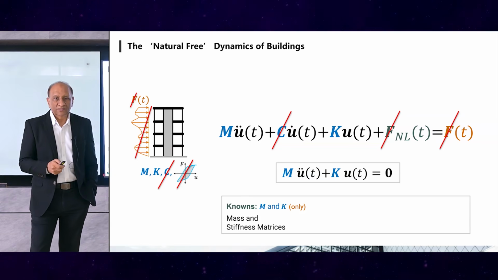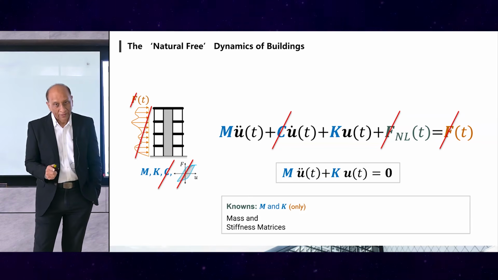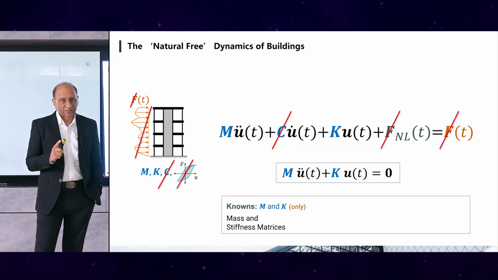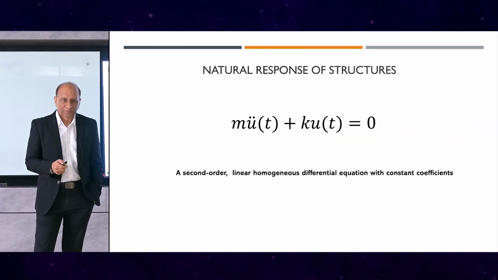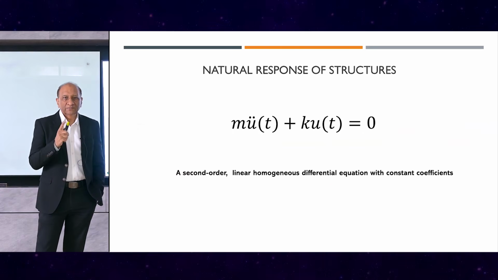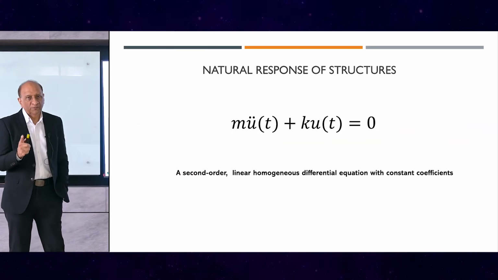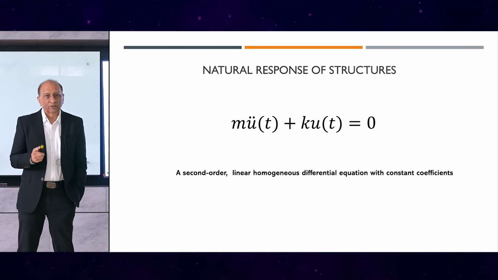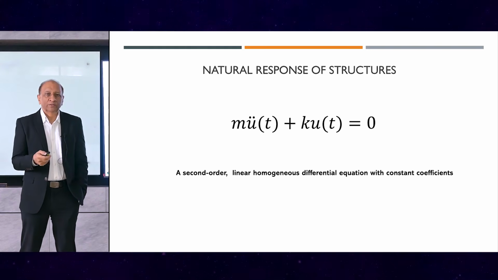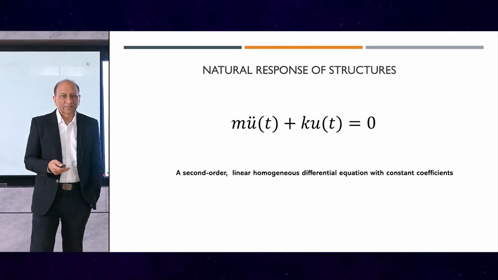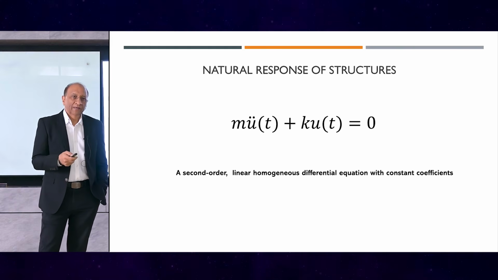So here the knowns are mass and stiffness only, nothing else, which is very, very important for today. And then the unknowns are force. From there we will derive those parameters that at this point we don't know. So the natural response of the structure is of this form. This is a second order linear homogeneous differential equation. And there is a lot of math behind solving it, and I do not plan to go into that. You can look at other references. I will just summarize briefly.